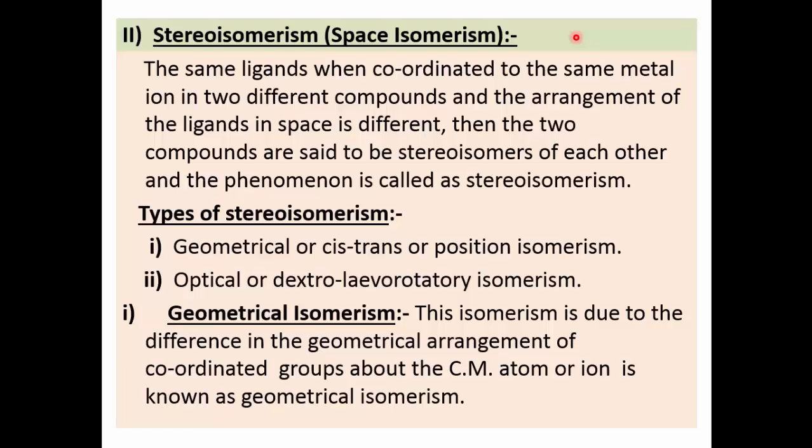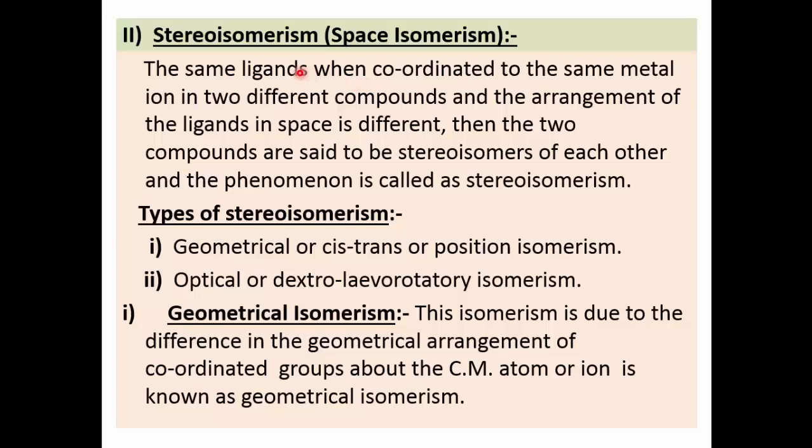Now see second type, stereoisomerism, which is also called as space isomerism. Here see, in case of this isomerism, the same metal atom or ion, same ligands are attached. There are two molecules, or we can say two compounds, in which same metal is present, same ligands are present, but in space their arrangement is different. Such type of isomers are called as stereoisomers, and the phenomenon is called as stereoisomerism.